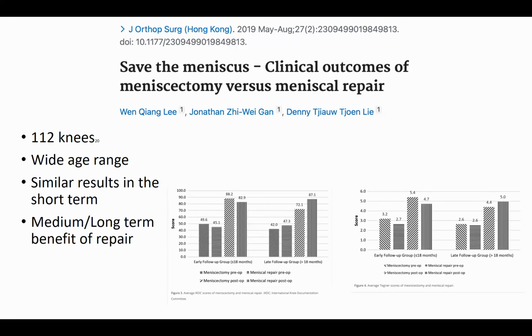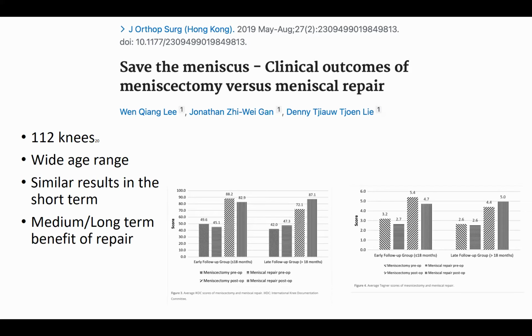Early follow-up revealed a modest benefit to partial meniscectomy in terms of functional scores, including our IKDC and Tegner scores demonstrated in the charts above. However, late follow-up revealed a statistically significant benefit in the repair cohort, specifically in terms of IKDC scores. There was a benefit in terms of Tegner scores as well, although this was deemed to be close, but ultimately not statistically significant.